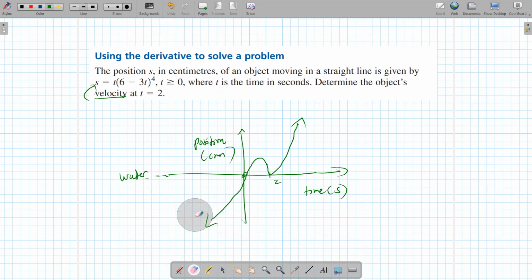All you have to do once you have the s, the position, is find its derivative and that'll give you velocity. Cool. So what this question is asking you is to find the velocity at t equals 2. So it just wants you to find s prime of 2. That is all it wants. So to find that, let's first find s prime. We have to use the product rule here because we have two different things multiplying into one another. Tell me, how do you do this? Use the product rule to find the derivative.